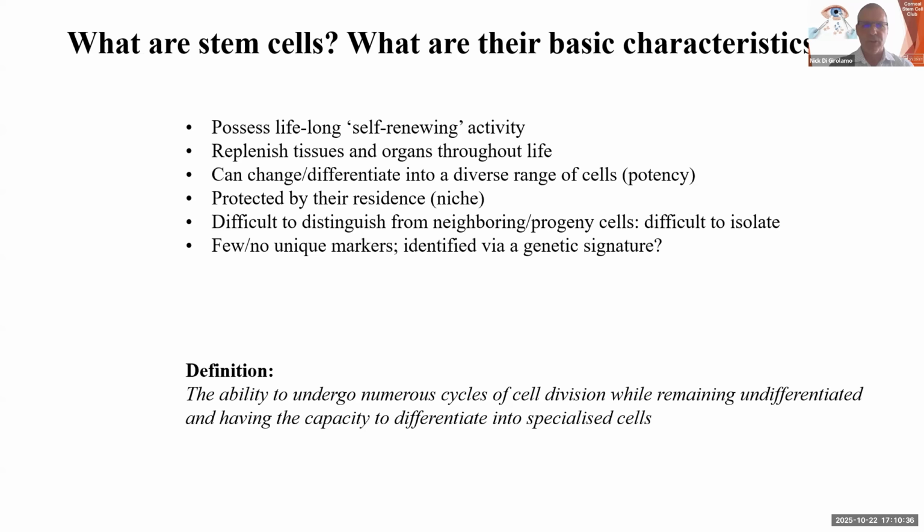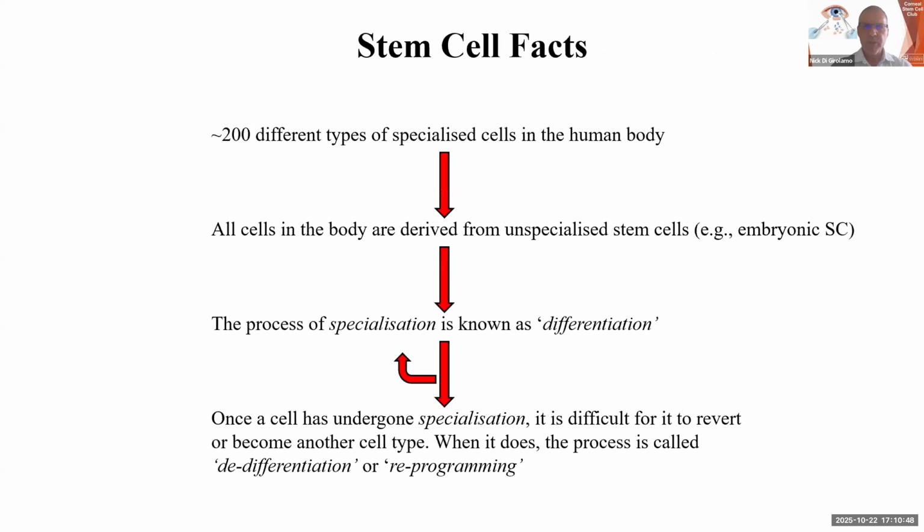So the definition of a stem cell is the ability to undergo numerous cycles of cell division while remaining undifferentiated, but having the capacity to differentiate into specialized cells. So some facts and figures about stem cells. There are about 200 different types of specialized cells in the human body, and all cells in the body are derived from unspecialized stem cells.